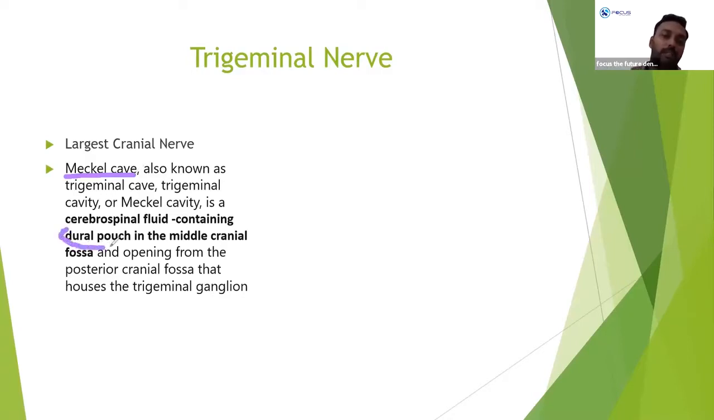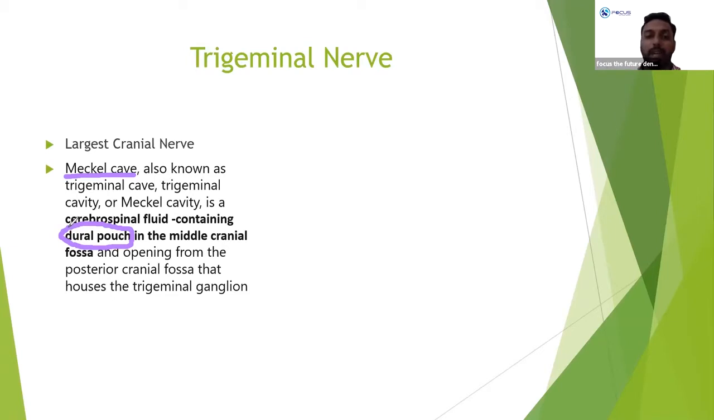Does this particular word remind you of something? Dural pouch. Yeah, it is sector cerebellar. What do you mean by dural pouch? I want you to recollect something related to dura. Dura mater. What did we say? Yes, sinus, dural venous sinuses.